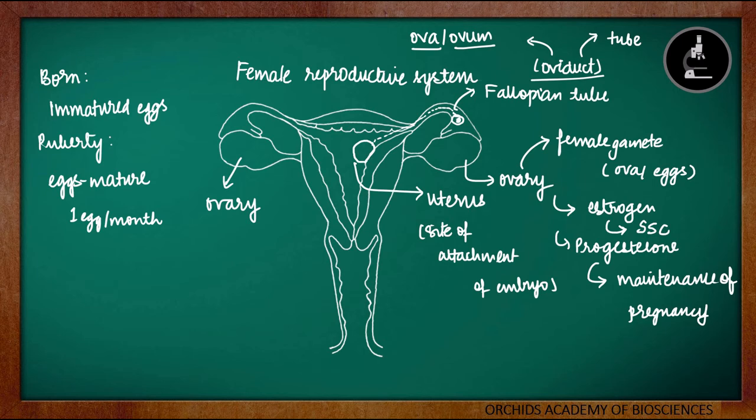In order to hold this embryo and to nourish it, the lining of the uterus will get thickened and gets richly supplied with blood vessels. After uterus, the next part is vagina.